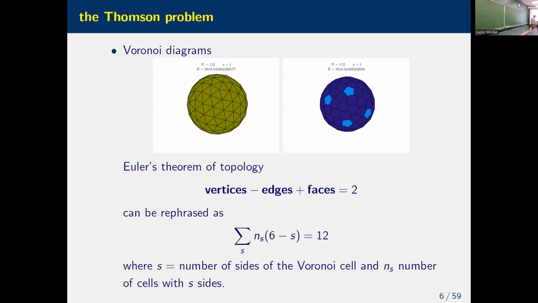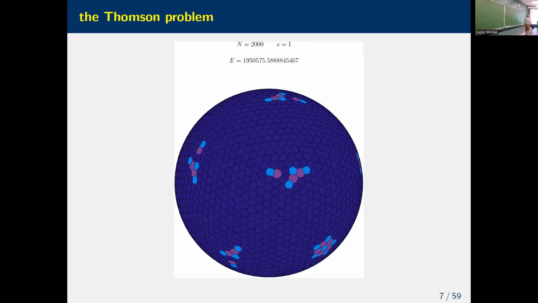So the Euler theorem rephrased in this way tells us that if I count the number of pentagons, it should be 12. And the number of hexagons is not changing the balance. Of course, the total number of cells has to be equal to N, the total number of particles, but I have this requirement that the least I can have is 12 pentagons. So, for example, this is a more complicated configuration found numerically for 2,000 points on the sphere.